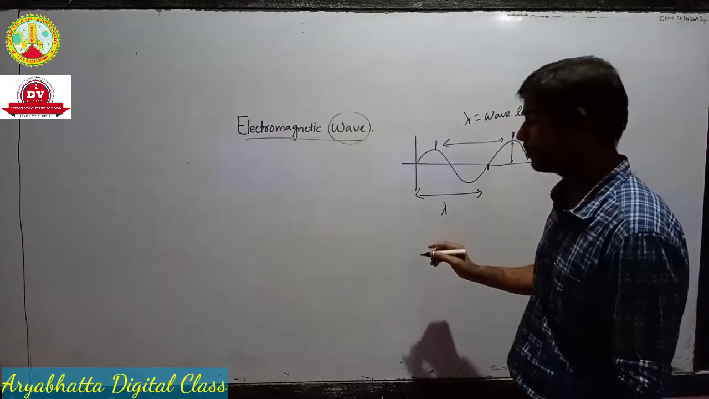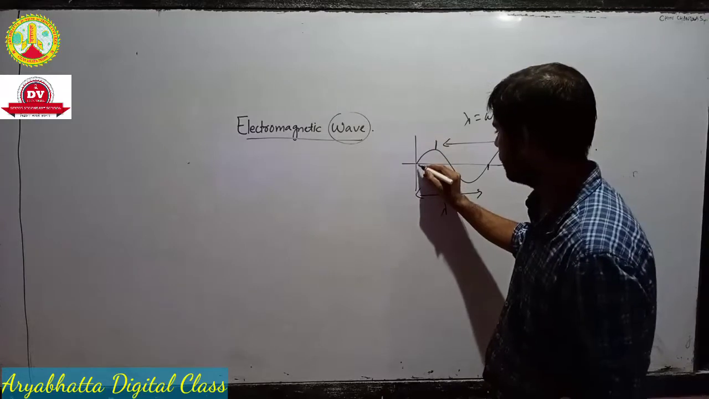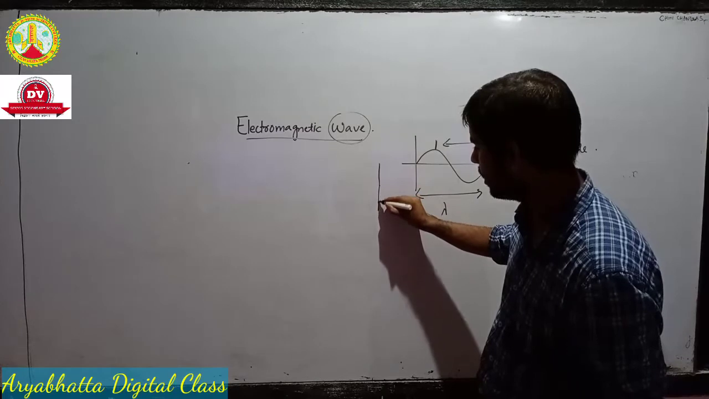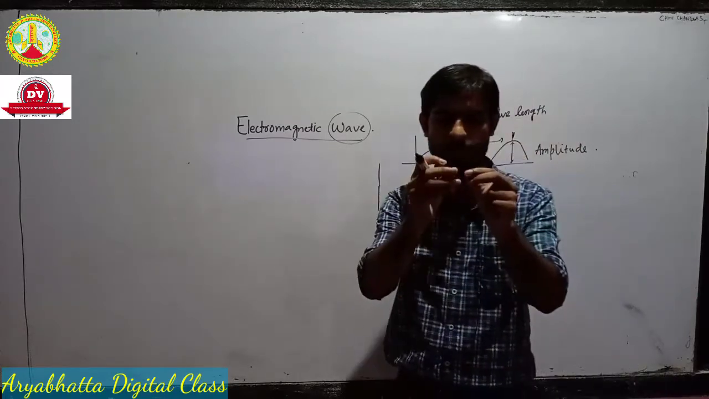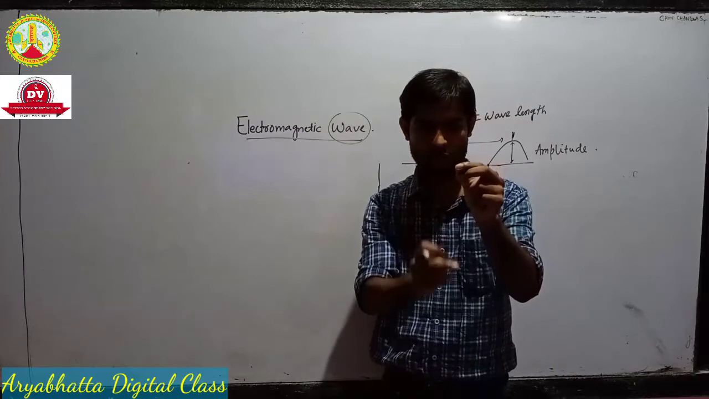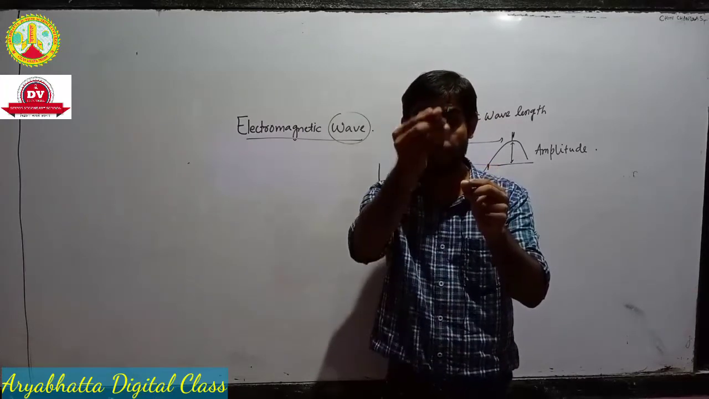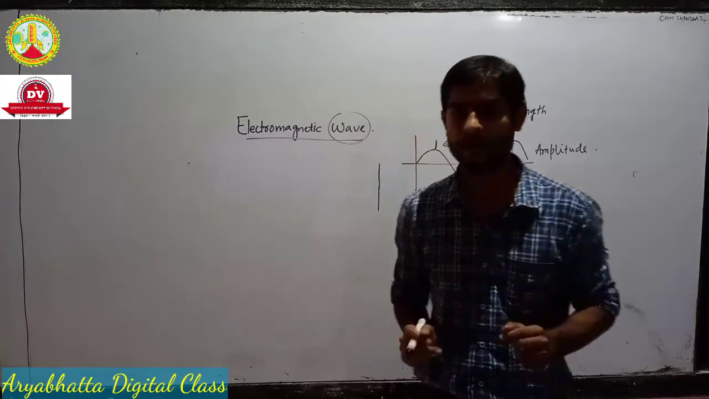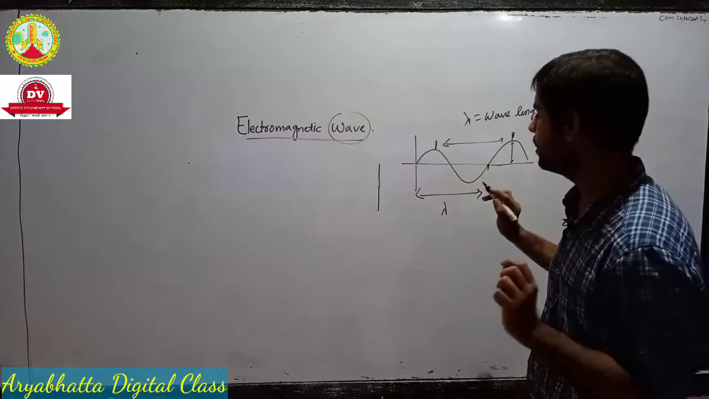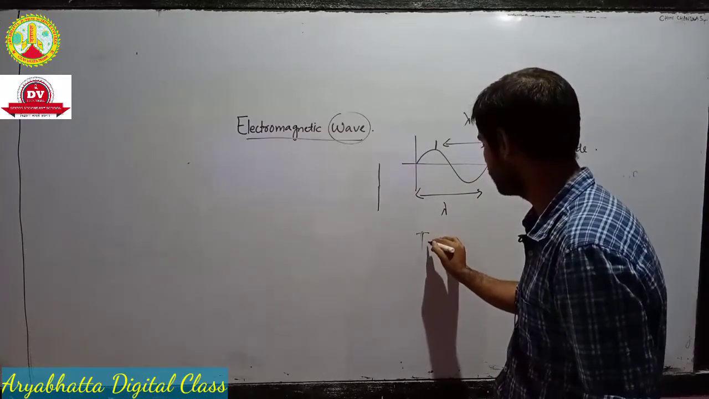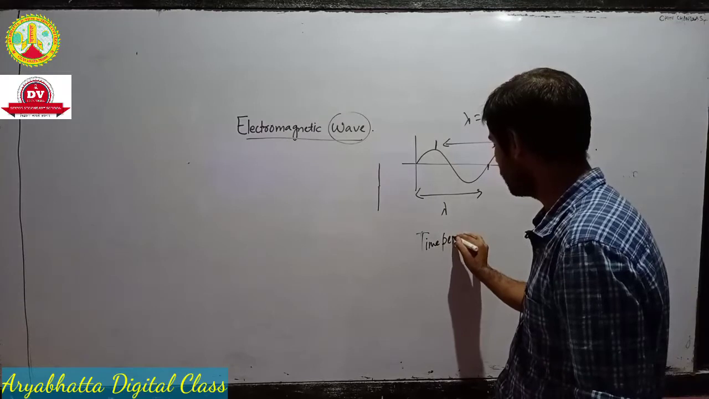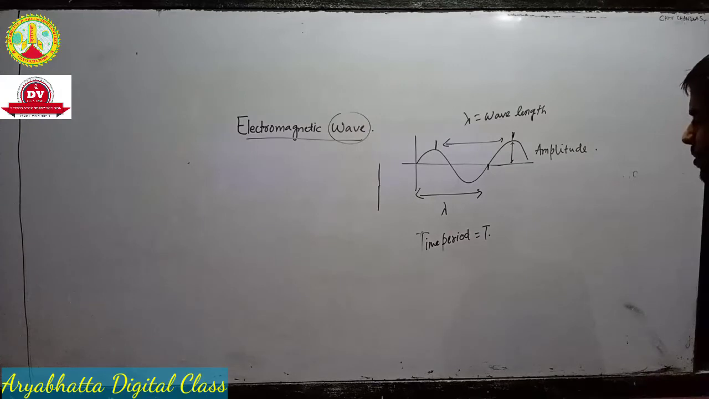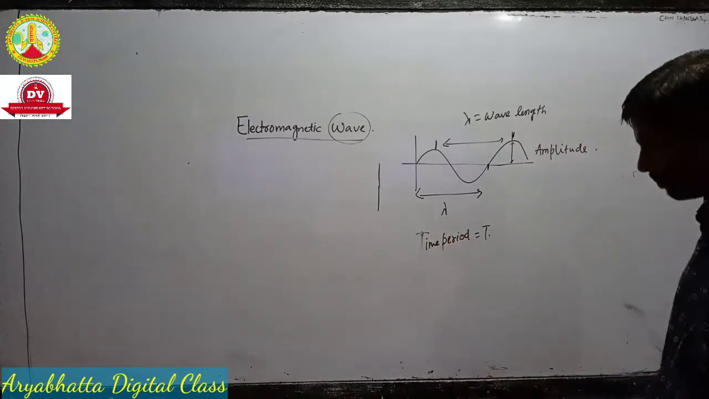Now, see, the particle is starting from here, coming here, then going here and coming here. It is oscillating about this point. Means 1, 2, 3 and 4. So to complete one complete cycle, that means here to here and here to here, this complete cycle, the time taken for one cycle is known as time period. It is represented as capital T.